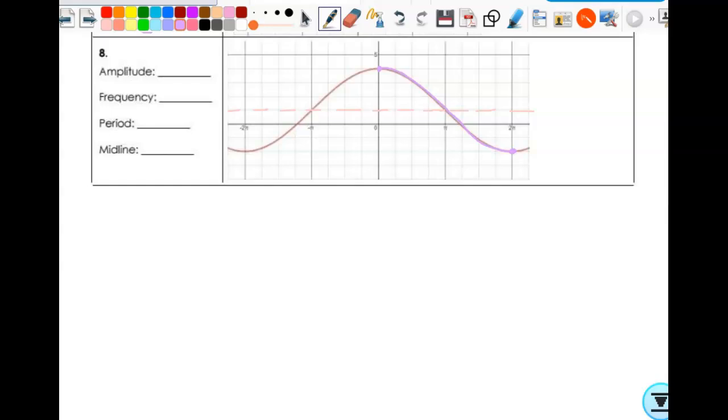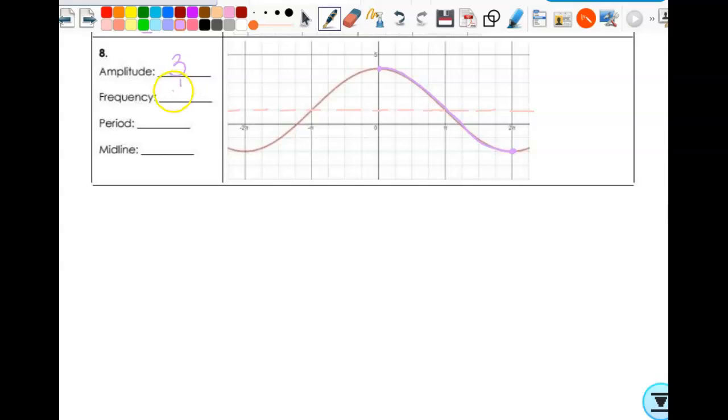I'm sorry, one more time. How do you find the midline? It's halfway between the maximum and the minimum. All right, what do we get for the amplitude here? 3. Very good. You agree with 3? All right. So frequency, how many cycles do I get in between 0 and 2 pi?